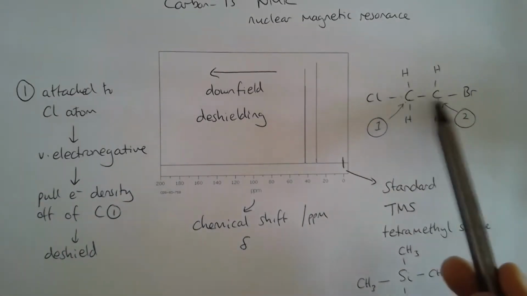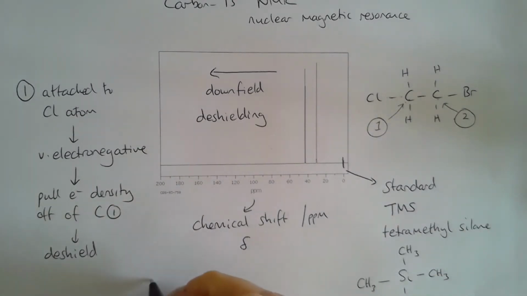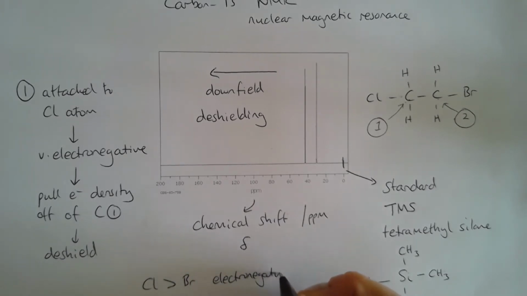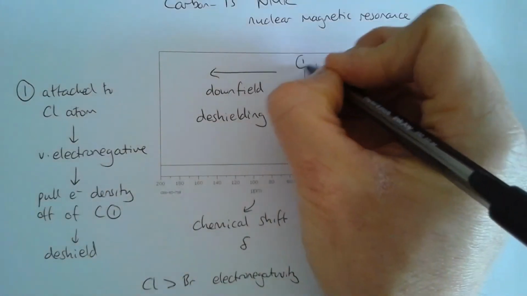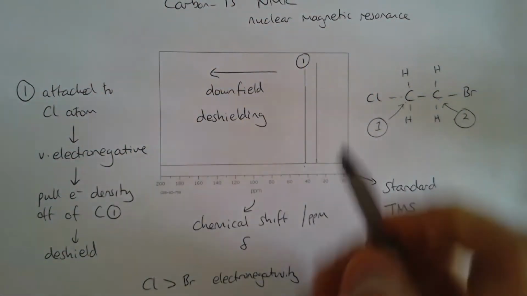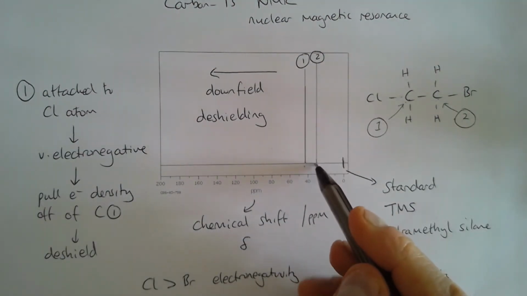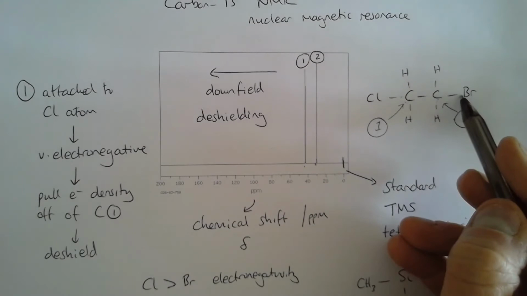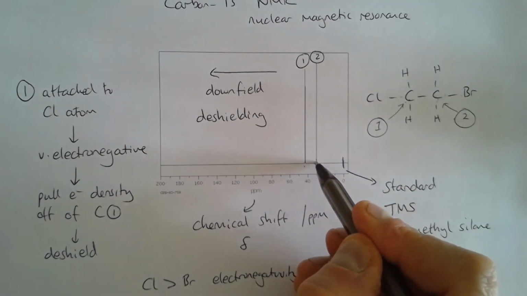If we compare these two, carbon atom number 1 and carbon atom number 2, chlorine is more electronegative than bromine. So as I said, the chlorine is more electronegative than the bromine there. Therefore, this peak must be due to carbon atom number 1, and this peak is due to carbon atom number 2. Now, carbon atom number 2 has been de-shielded to some extent because bromine is electronegative and is pulling electron density off of it, but it's closer to 0.